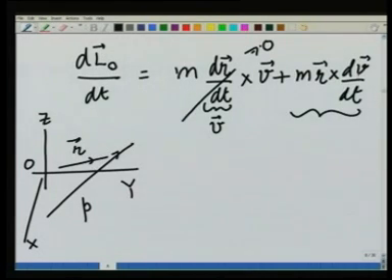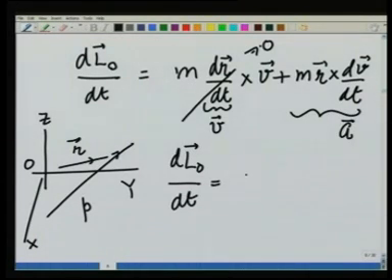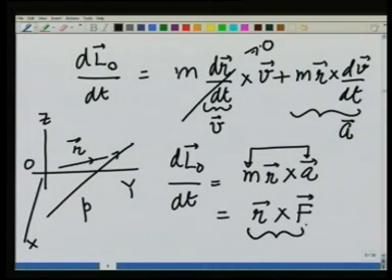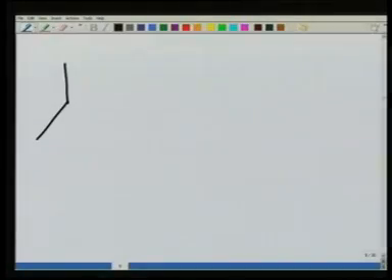In this dv/dt, the derivative of velocity with respect to time is the acceleration. So, I have dL_O/dt is equal to m r cross the acceleration. M times the acceleration is the force, and therefore, this is equal to r cross F. And we define this quantity to be the torque, and I am going to denote it with this symbol called tau.